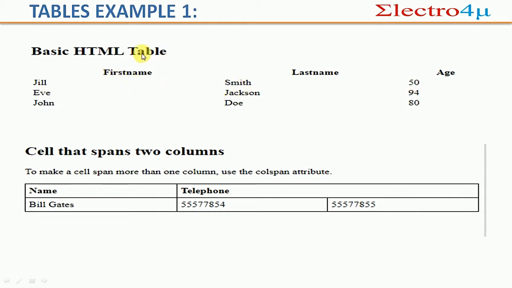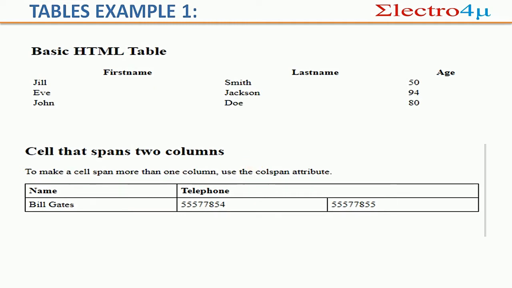You saw that the first name is centered, last name also centered, age also centered, but the table data is left aligned. Why? I tell you now. TD is used for left aligned elements. Jill, Eve, John are the first names, Smith, Jackson, Doe are the last names, and age is 50, 94, 80. It is a simple HTML table.